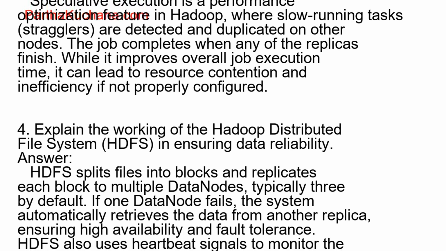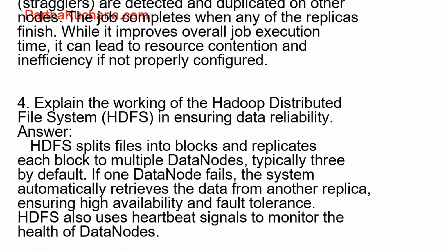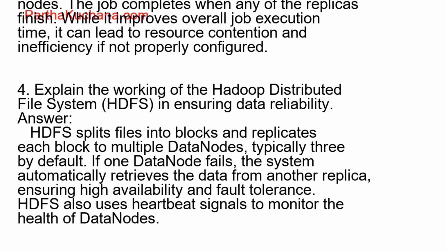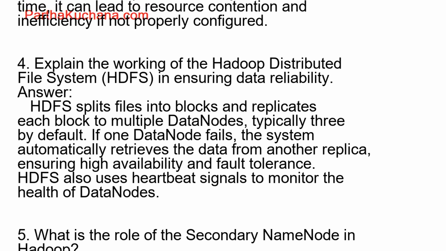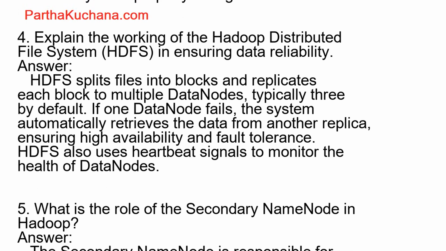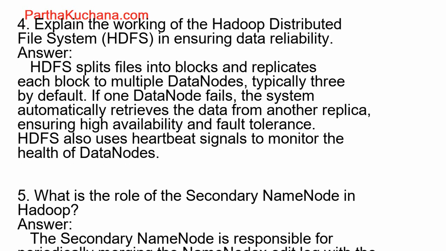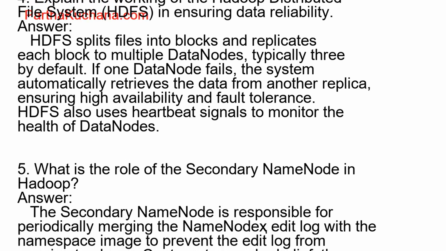5. What is the role of the secondary name node in Hadoop? Answer. The secondary name node is responsible for periodically merging the name node's edit log with the namespace image to prevent the edit log from growing too large. Contrary to popular belief, the secondary name node is not a backup of the name node, but a helper that reduces the burden on the name node.